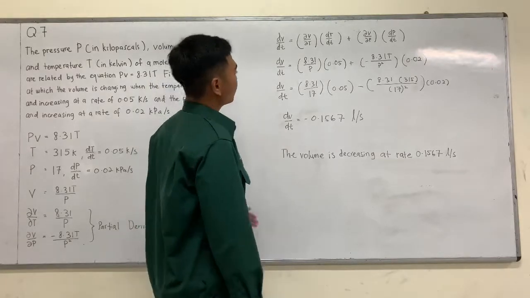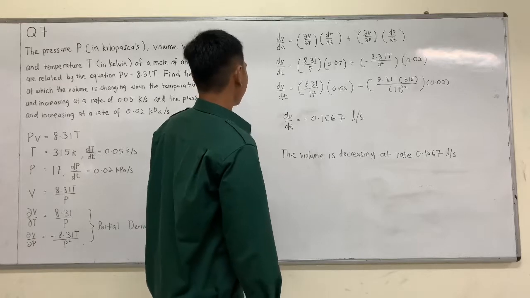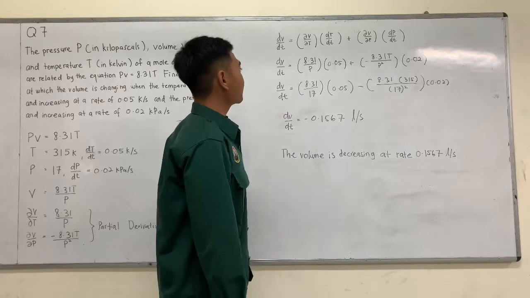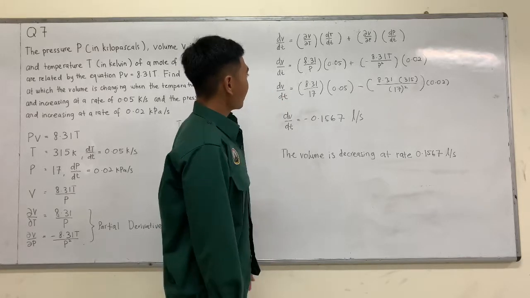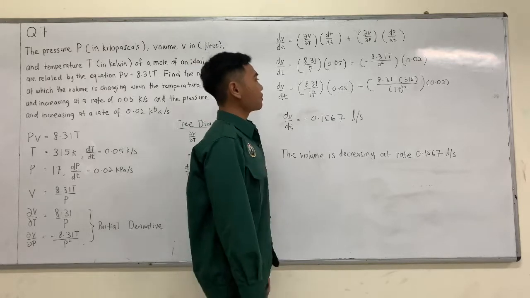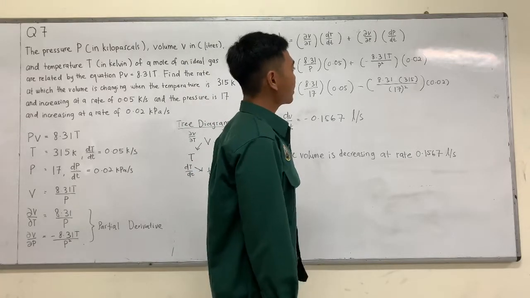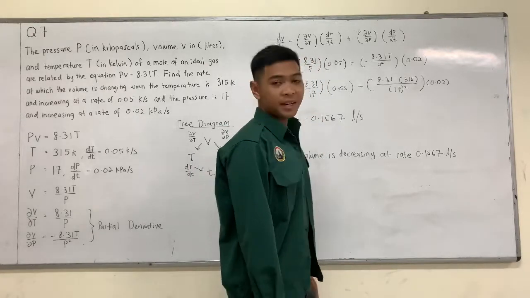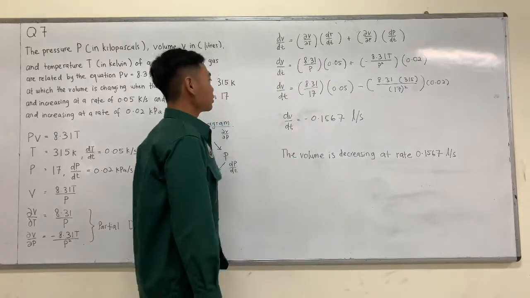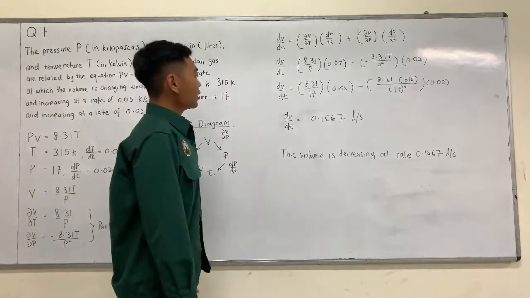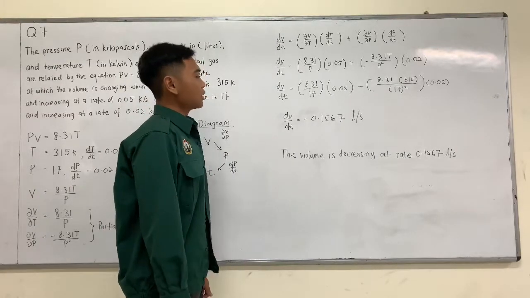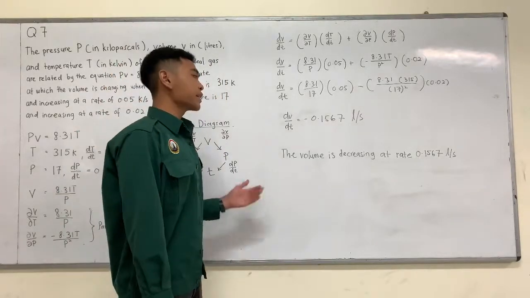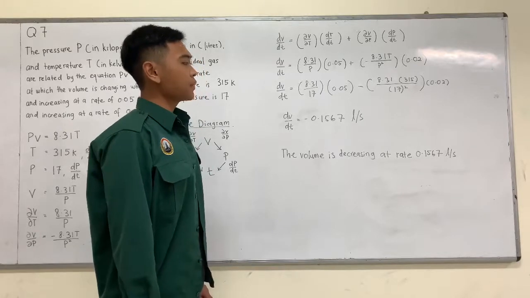After that, we substitute the value of P and T. So we get dV over dt is equal to 8.31 over 17 bracket 0.05 bracket minus bracket 8.31 bracket 350 bracket over 17 squared bracket 0.02 bracket. So we get the final answer dV over dt is equal to negative 0.1567 liter per second. So the volume is decreasing at a rate of 0.1567 liter per second.